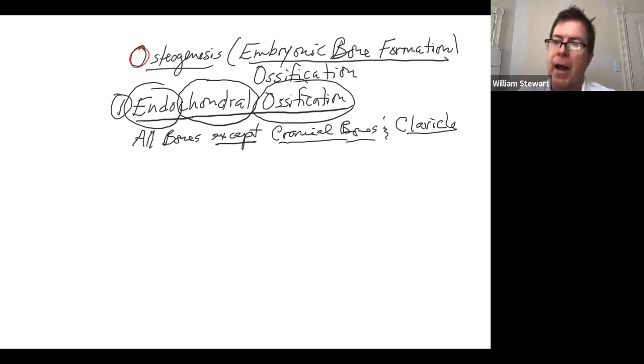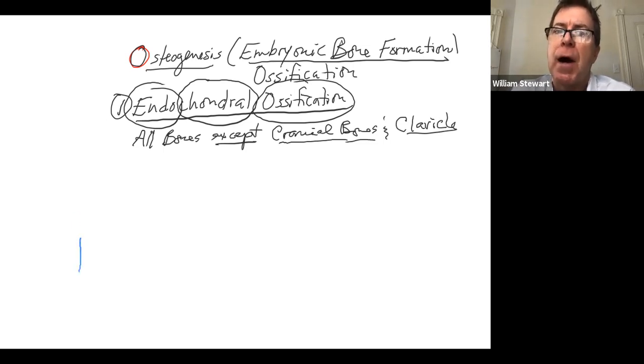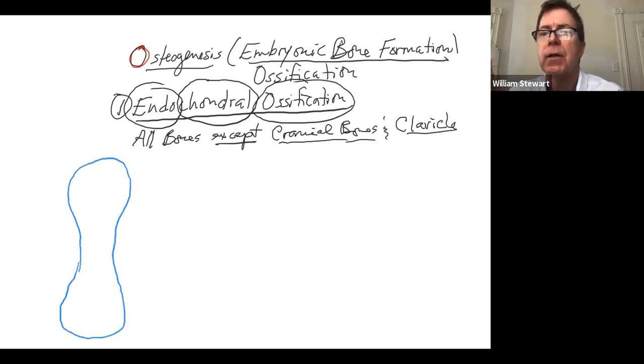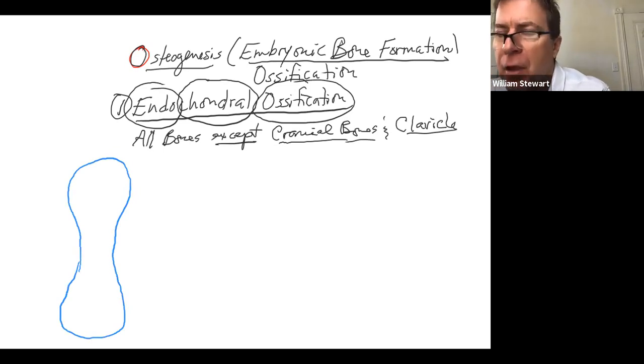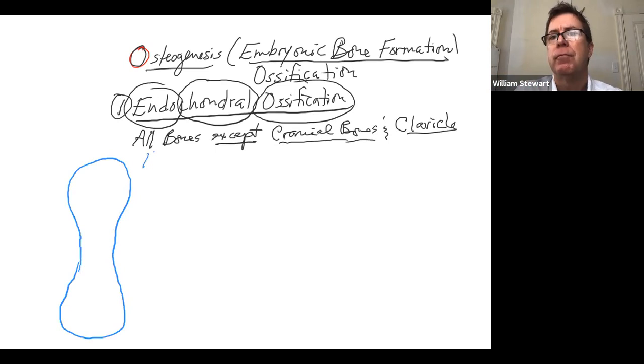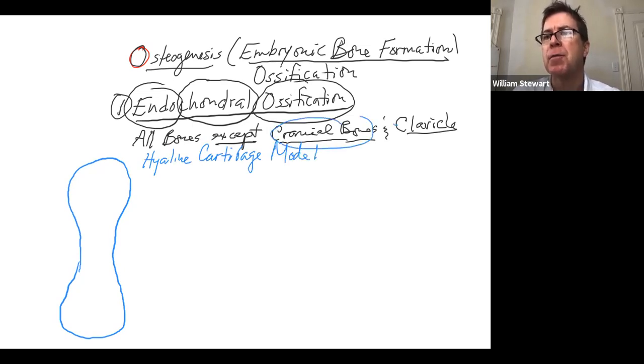And here's basically what happens. I'm going to draw pictures and just give you a step-by-step. We start in utero with a cartilage model. And so I'm going to draw this sort of cartoon-looking bone. That is kind of what it looks like. If you did an ultrasound and looked at a developing fetus, you'd see these skeletal structures, but they're not yet bone tissue. They're hyaline cartilage. Not fibrocartilage, not elastic cartilage, but hyaline cartilage is the model that's used to form all of our bones except these two. These are exceptions.